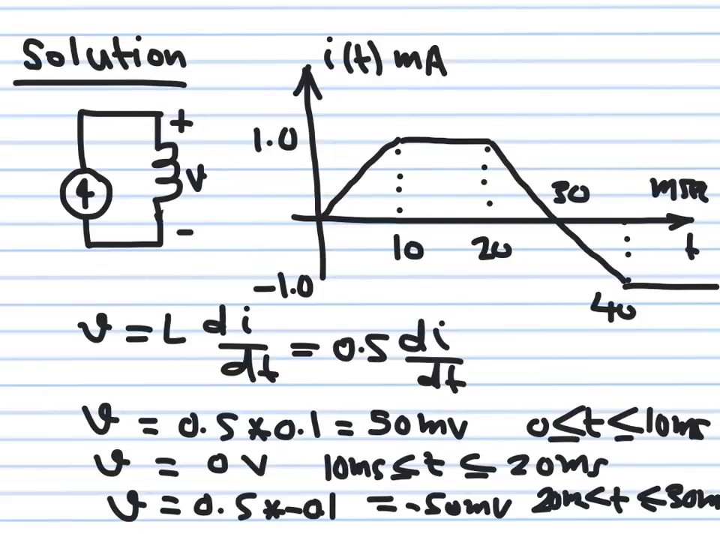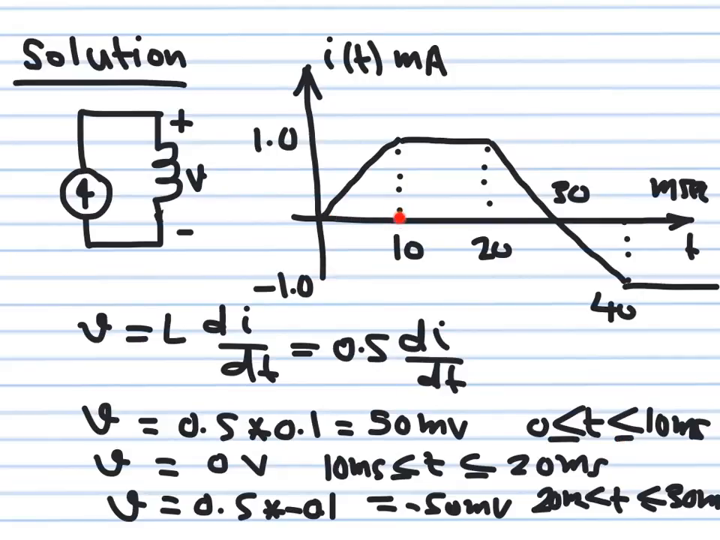Well, we know that from an inductor relationship, V is equal to L di/dt. And L is equal to 0.5 Henry, so this is fine. The slope in this part, as we agreed, is 1 milliampere divided by 10 milliseconds, so it's 0.1. So between 0 and 10 milliseconds the slope is the same, 0.1. Then the voltage is equal to 0.5 multiplied by 0.1, which is 0.05 volts, or 50 millivolts. This is between t equal to 0 and 10 milliseconds.